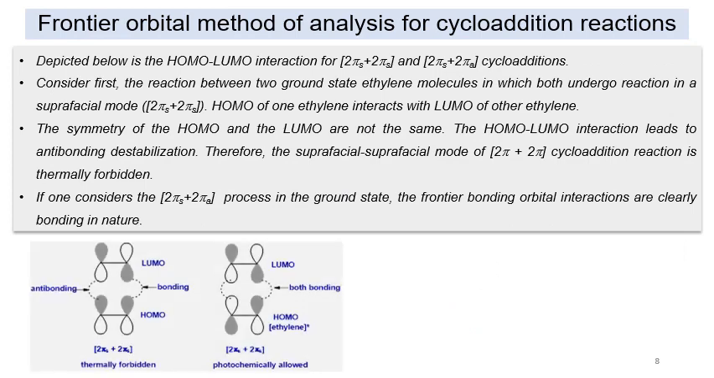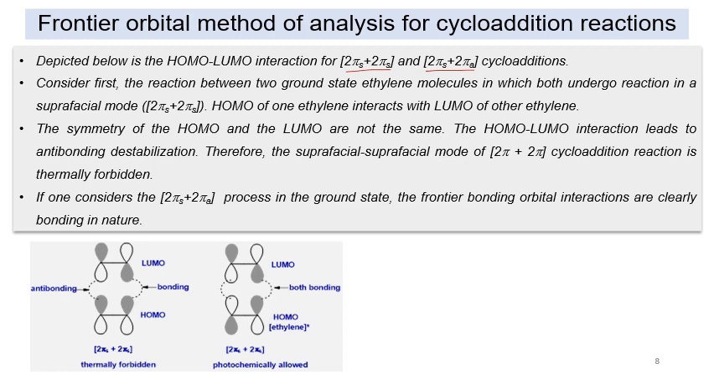Let's now consider the frontier orbital method of analysis for the cycloaddition reactions. As you can see here in the diagram, the HOMO-LUMO interaction for a 2π suprafacial plus 2π suprafacial and a 2π suprafacial plus 2π antarafacial cycloaddition is given here. In the first type, the reaction between two ground state ethylene molecules in the supra-supra mode is shown.